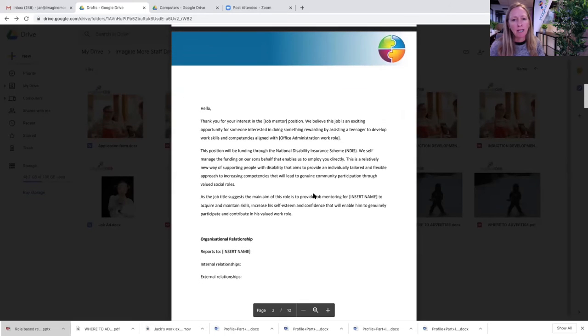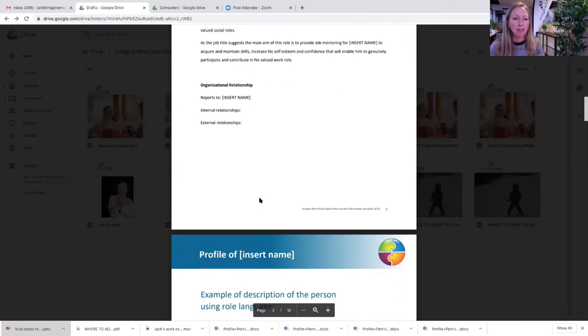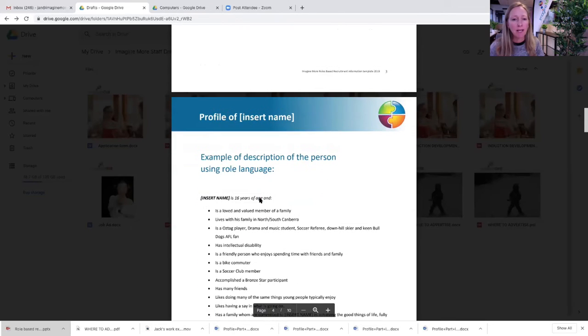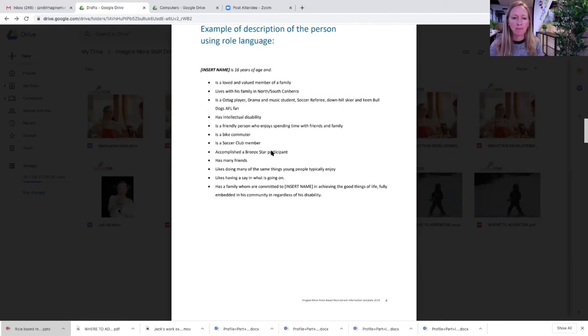And it just gives you a bit of an outline of what the actual role might look like, some relationships that the person might need to be connecting with. And then this is where we introduce that the person happens to have a disability in amongst many other different attributes and roles, where we try and help the person understand who Jack is. We actually don't use the person's name, so we would just put an initial, just so we're de-identifying it until it gets to the next stage.